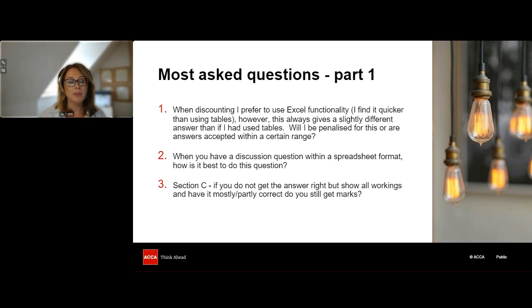But you must label things clearly and show your workings. Do not put the figure in from your calculator without showing any workings. Otherwise, it'll just be marked wrong.